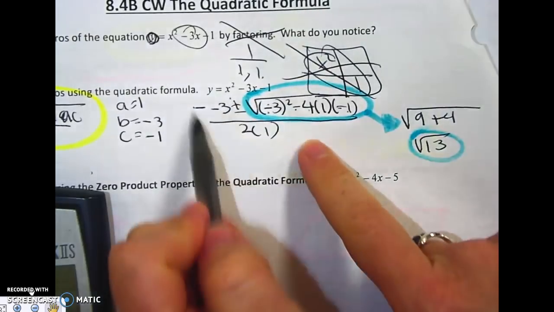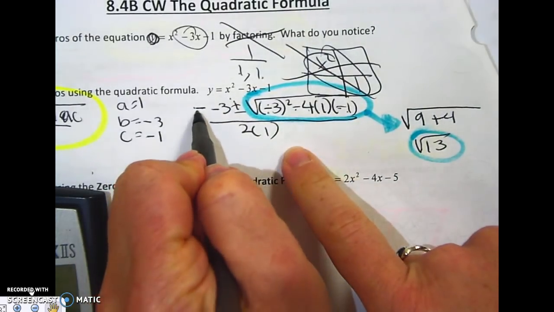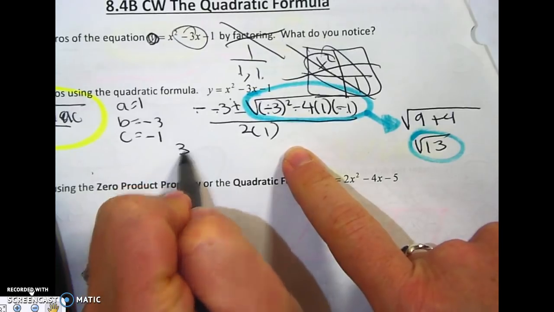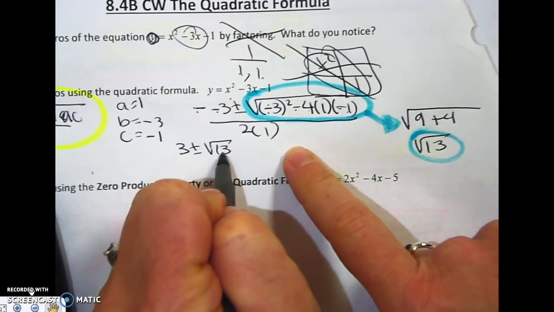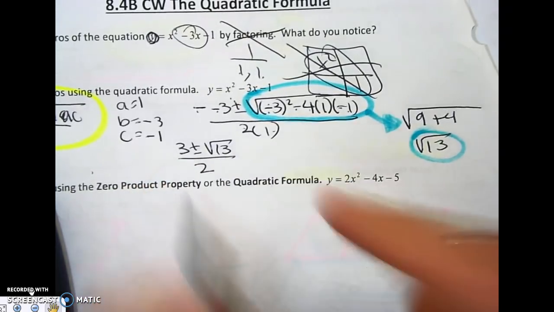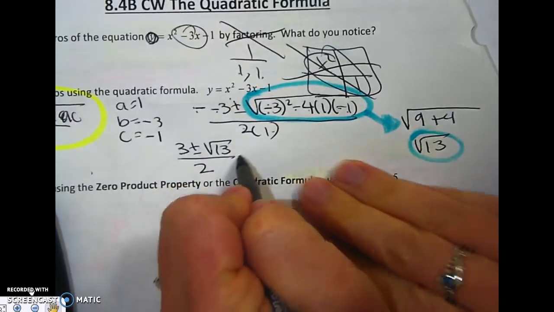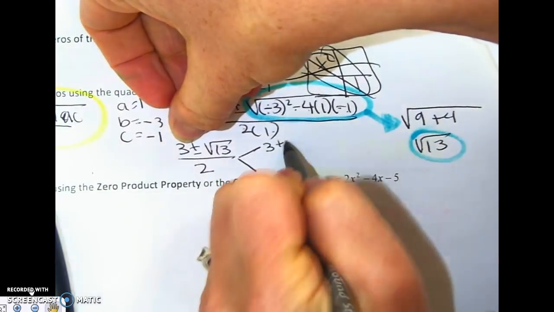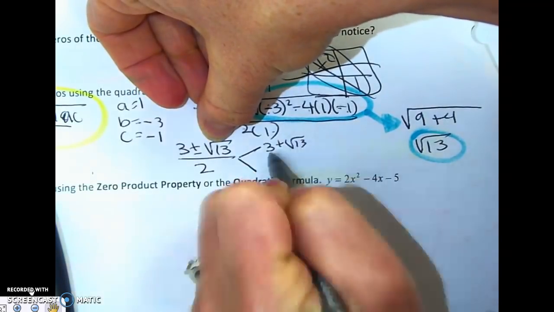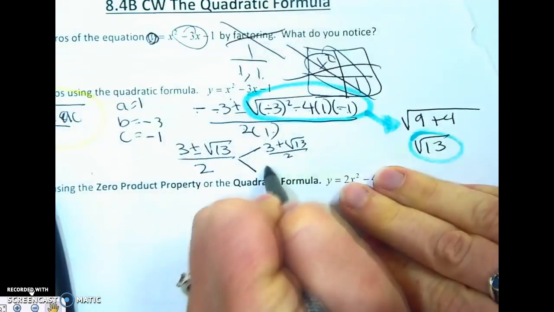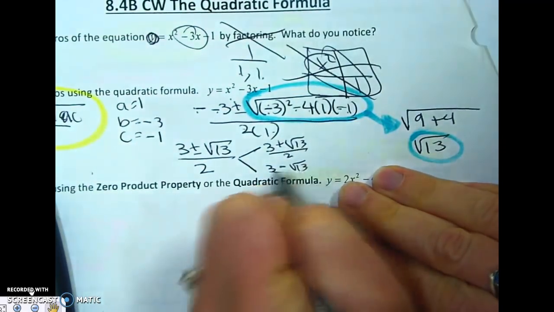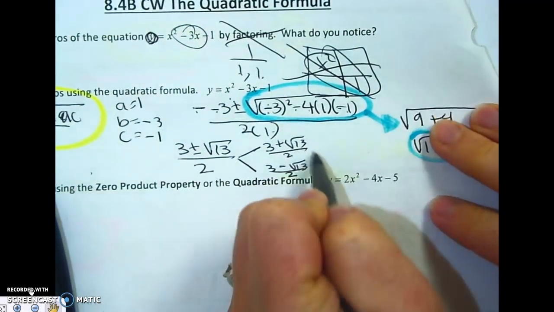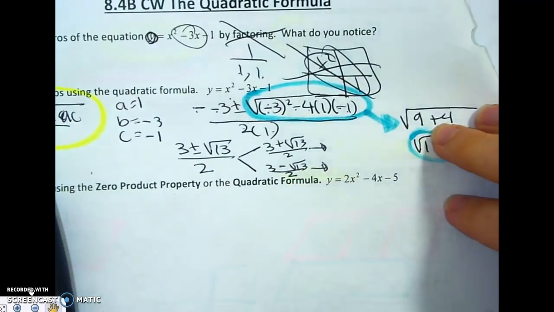So now what I'm going to do is simplify this a little bit. Negative of negative 3 is positive 3, plus or minus the square root of 13 over 2 times 1, which is 2. The problem is I need to split it. So I'm going to rewrite it as 3 plus square root of 13 over 2, and 3 minus square root of 13 over 2. But now I need to give a decimal approximation.